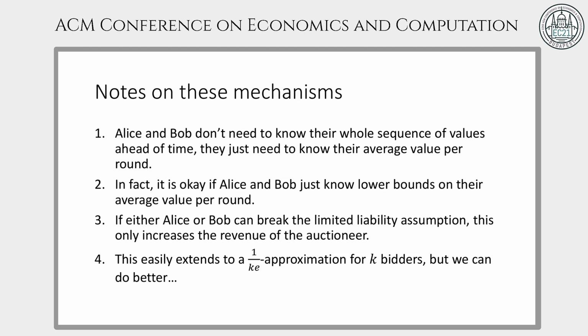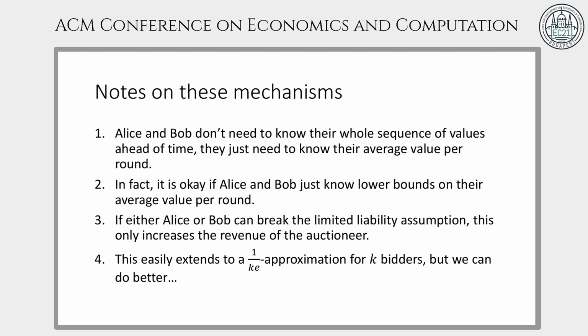But to actually implement this mechanism, it's still possible to implement this mechanism in a truthful way as long as Alice just knows her total value per round, the sum of all the A sub t's, and as long as Bob knows his total value per round, the sum of the B sub t's. It turns out that this is all the information Alice and Bob require in order to participate in the mechanism in a truthful way. Secondly, it's actually fine if Alice and Bob don't even know their average value per round exactly, but just know lower bounds on their total average value per round. And in this case, the guarantees we get will be slightly different.